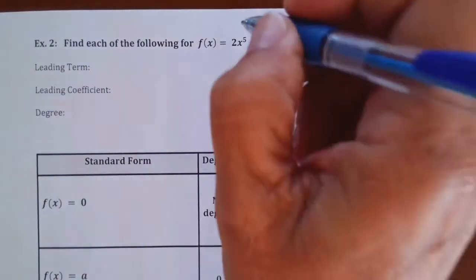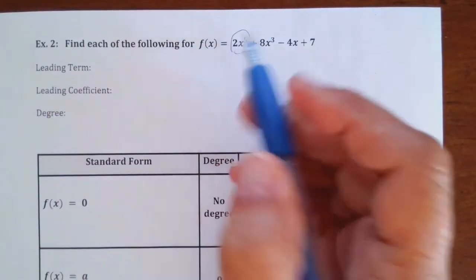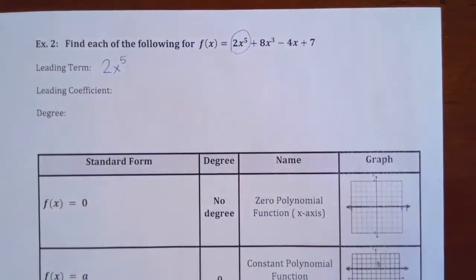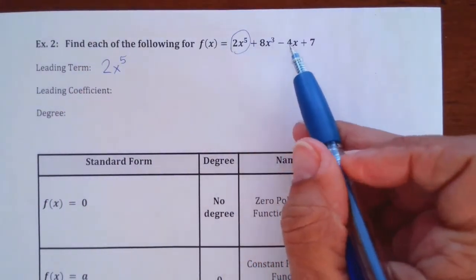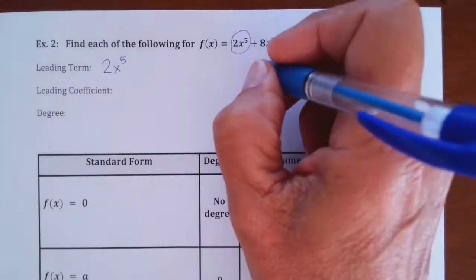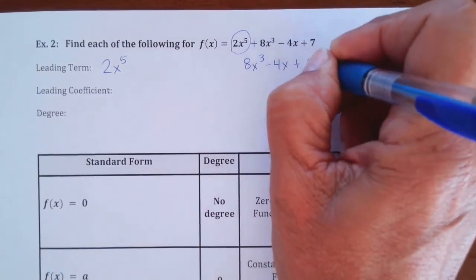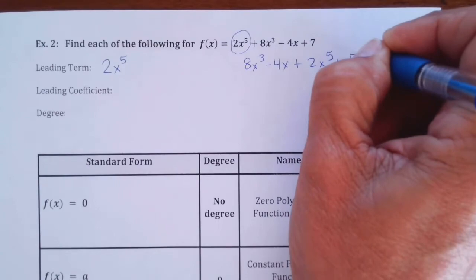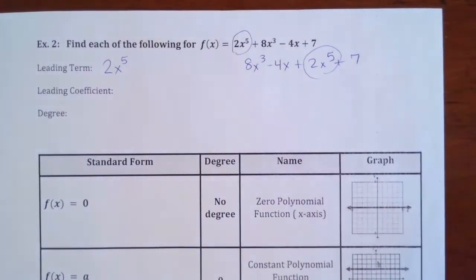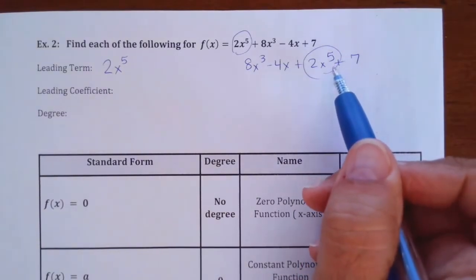So in this case, this is definitely the highest power, x to the fifth. So that is our leading term. So just because it says leading term doesn't mean it's going to be the first one. It's the one with the highest power. Okay? All right. So, if I wrote this problem as 8x cubed minus 4x plus 2x to the fifth plus 7, let's say I wrote it that way, it's the same polynomial. This is still the leading term. The leading term is the one that has the highest power associated with it.